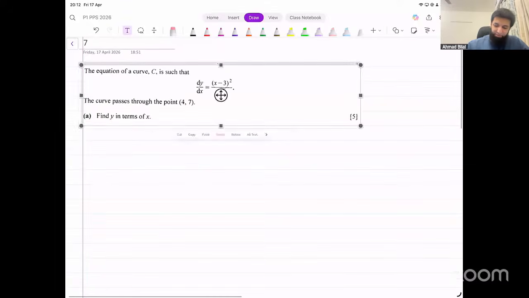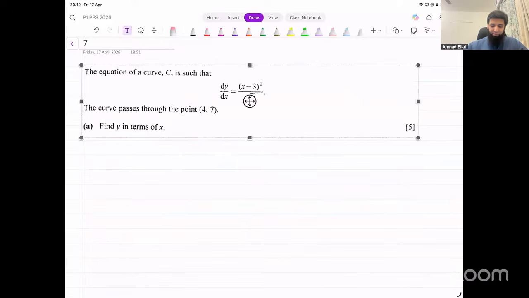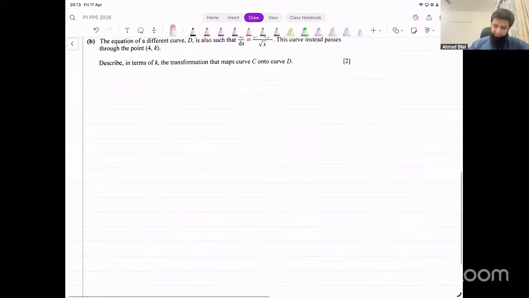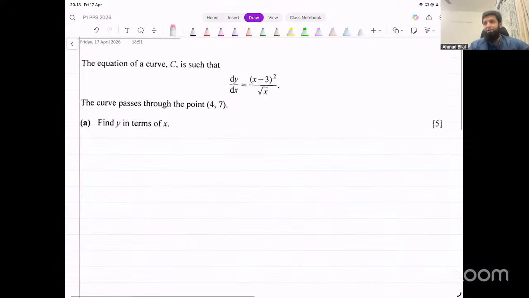Question number 7. The equation of a curve C is such that dy by dx is equal to this. The curve passes through the point 4, 7. Find y in terms of x. How do we do that? We've got the derivative given. We need to find the equation of the curve.